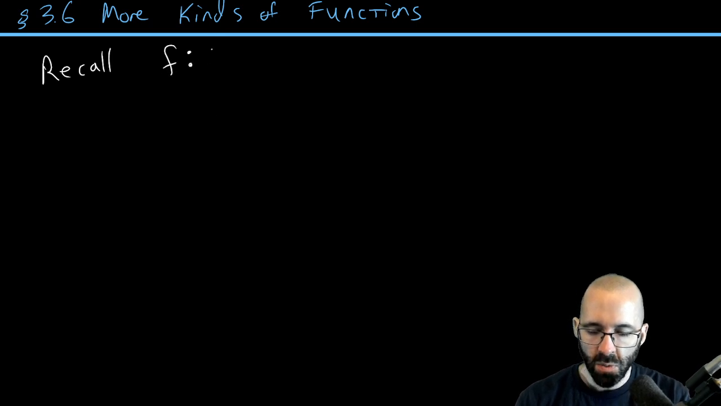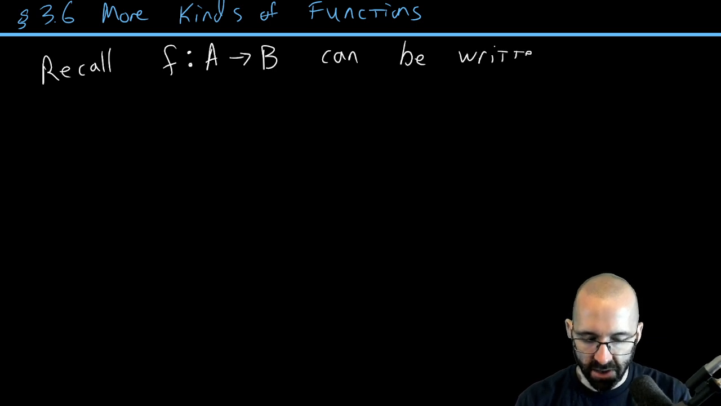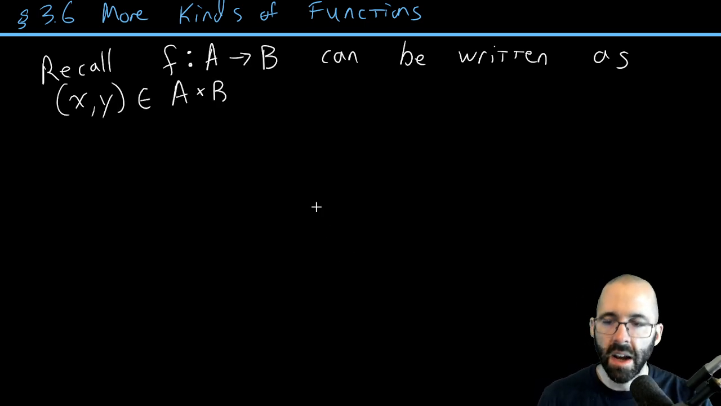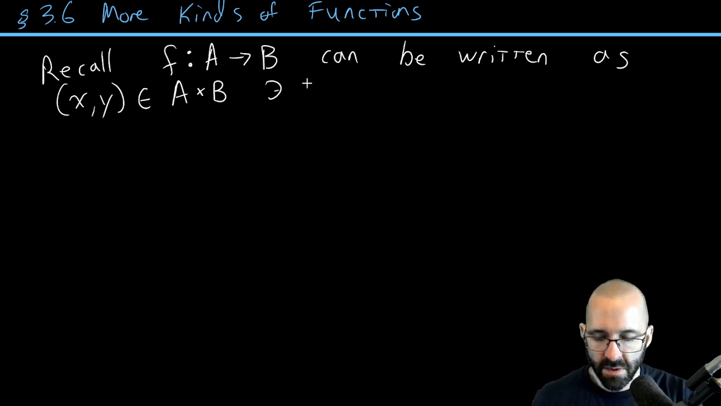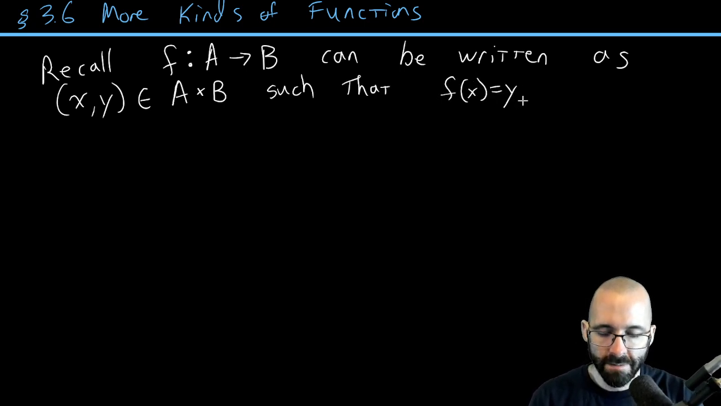Recall, a function with a domain of A and a codomain of B can be written as sets of ordered pairs. It can be written as the element (x, y) in the Cartesian product A cross B. Let's not use that sort of shorthand yet. Specifically where f of x equals y.